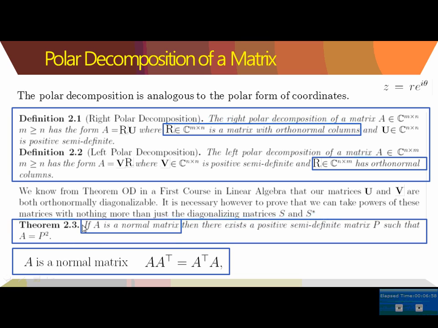And particularly, if the matrix A is normal, then there exists a positive semi-definite matrix P such that A is equal to P squared. When we say a matrix A is normal, then A star A is equal to A A star. When we have a real matrix, it's just A A transpose equal to A transpose A. If we have a normal matrix, then this can go one step further. So the matrix A can be written as a power of the positive semi-definite matrix P. So it can be easily deduced from it.